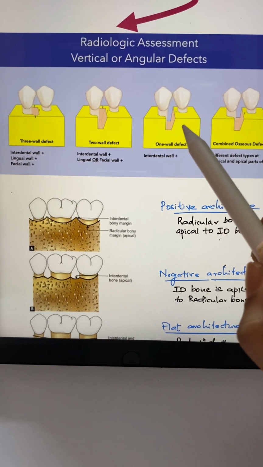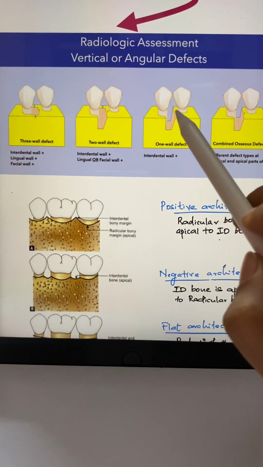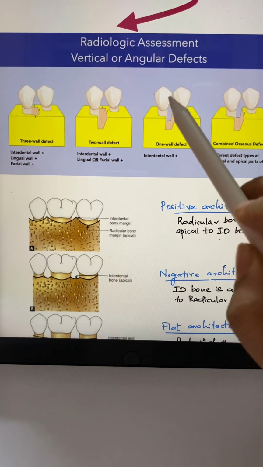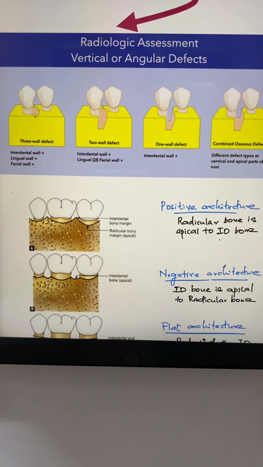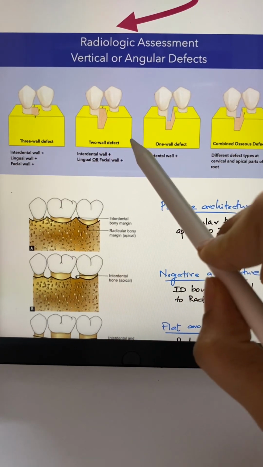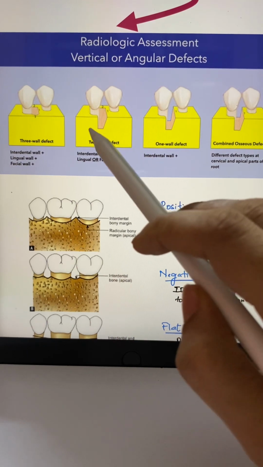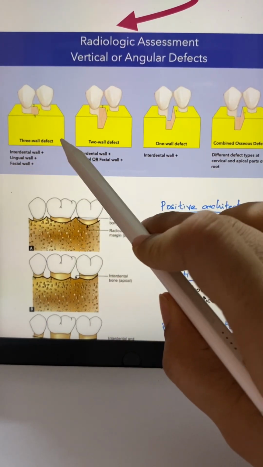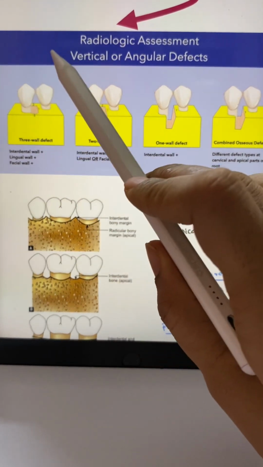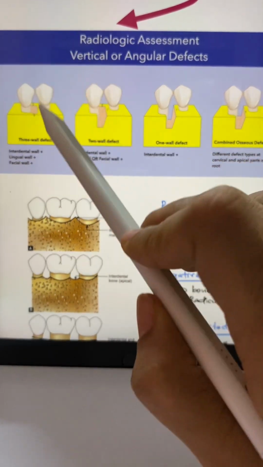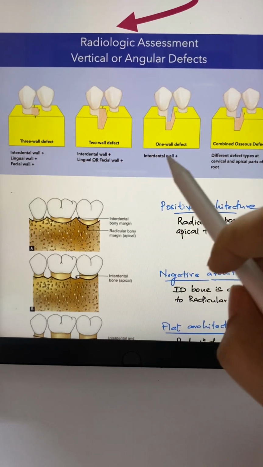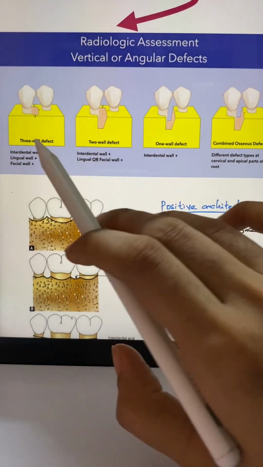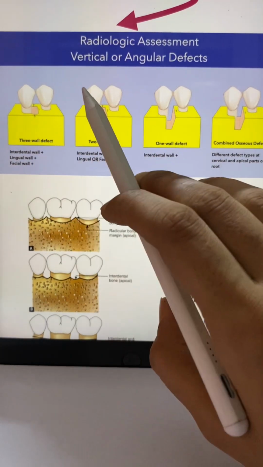One wall defect means the defect is happening only in the interdental wall, not affecting the facial or lingual or any other surfaces. Whereas two wall defect means the interdental wall and the lingual or facial wall are affected. Whereas three wall defect means the interdental wall and the facial and lingual surfaces are also affected. This is the one wall defect, two wall defect, and three wall defect that we need to understand.